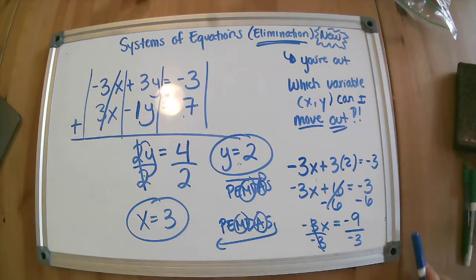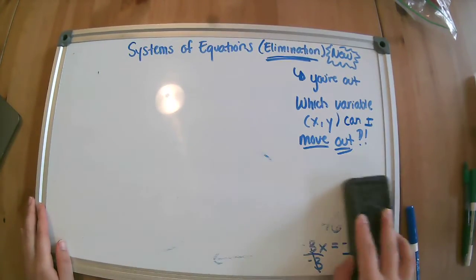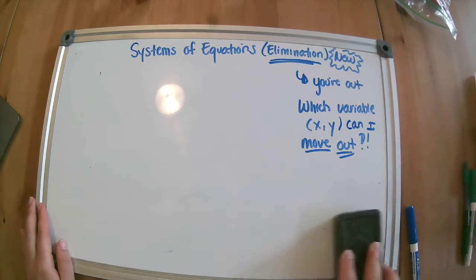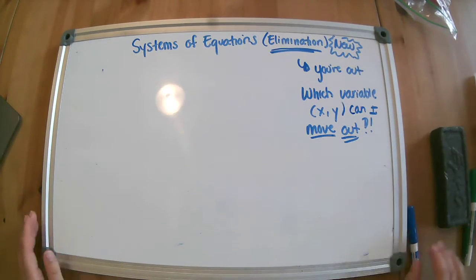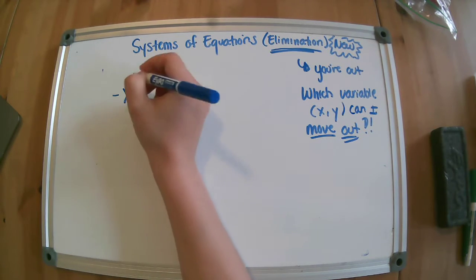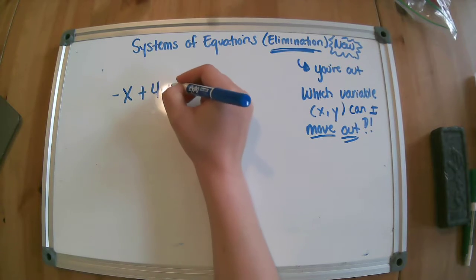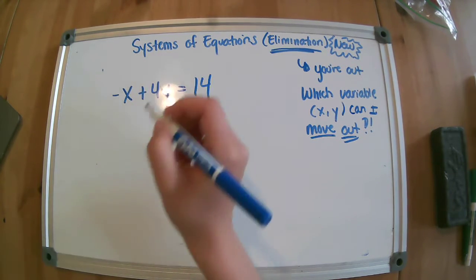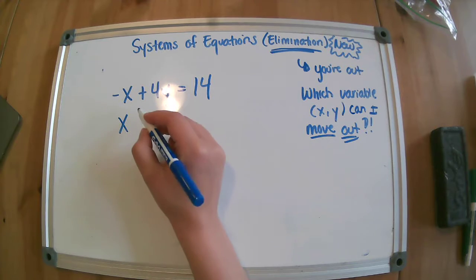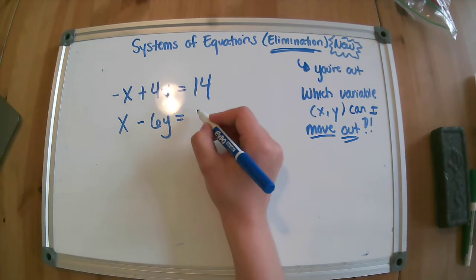Great. Let's do one more example together to really solidify this in our minds, and then we'll be done, and you're on your way to doing some of these problems on your own. All right, next problem is negative x plus 4y equals 14, and we have x minus 6y equals negative 18.